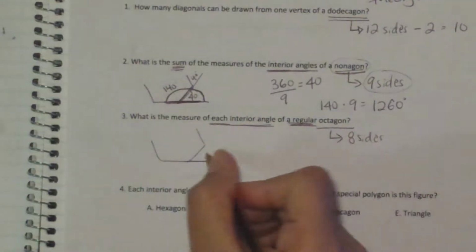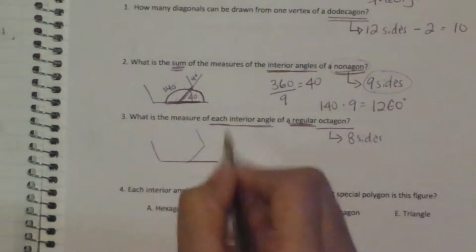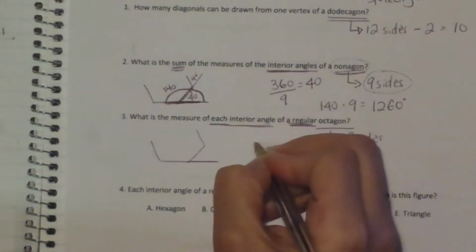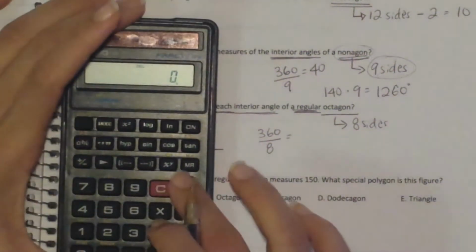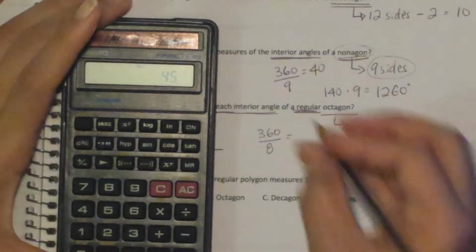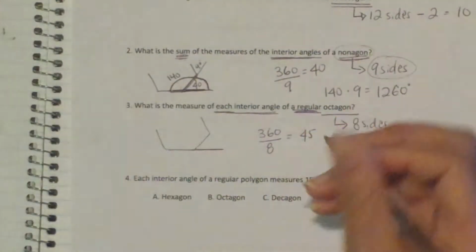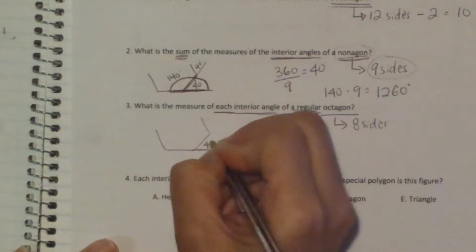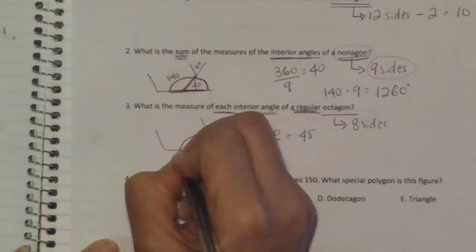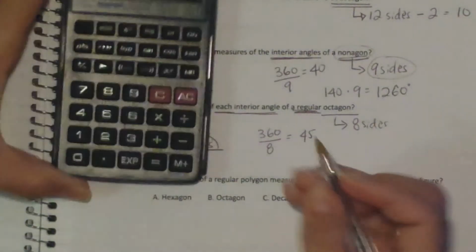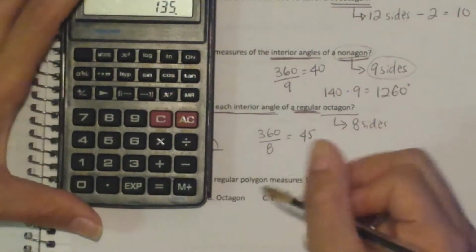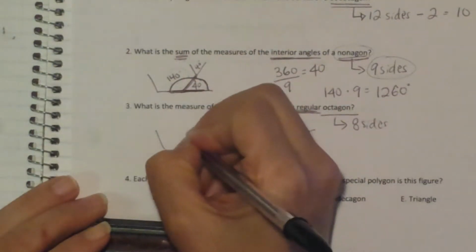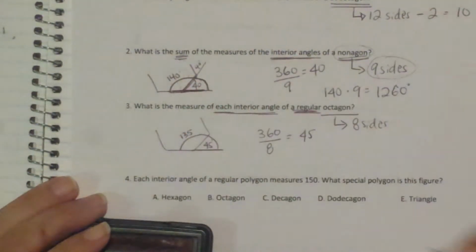Exterior. All right, to find one of the exteriors, because they all add up to 360 to make a circle, I simply do 360 divided by the number of angles, which is the number of sides, which is 8. So 360 divided by 8 is 45. So each angle on the outside is 45. If it's 45 on the outside, what is it on the inside? It is simply 180 minus 45, which is 135. So the inside is 135.